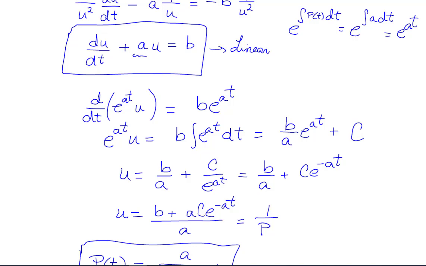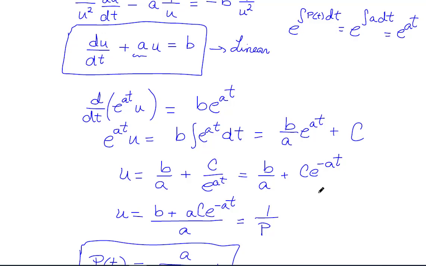The left-hand side is the derivative of a product. Here's e to the at times the right. Integrating this, I pick up a 1 over a plus c. And finally dividing by e to the at all the way through, I get u is b over a plus c over e to the at. All right, so c over e to the at is c e to the minus at.